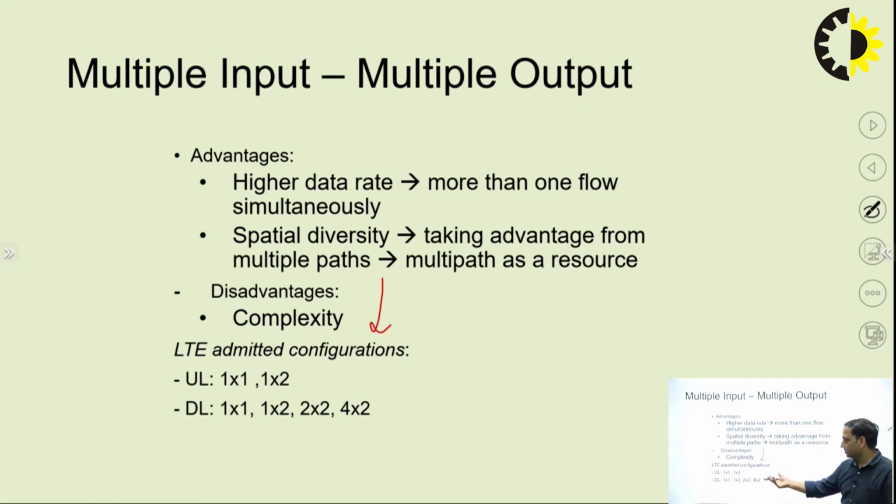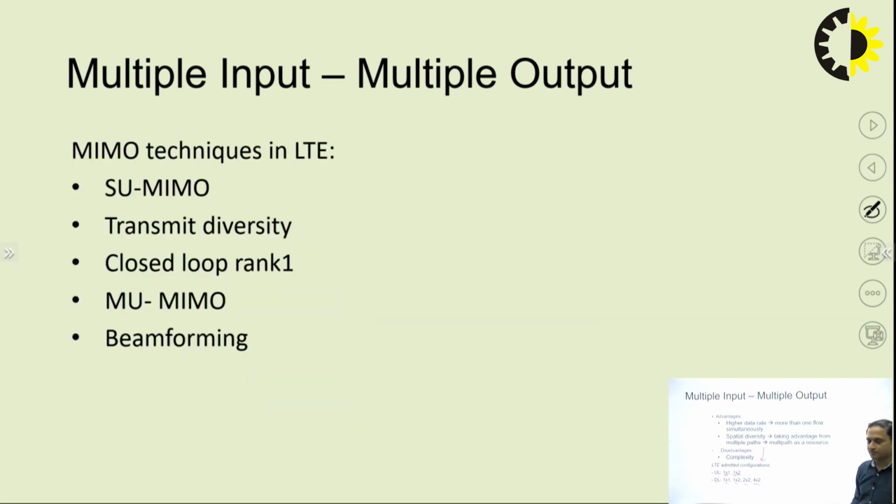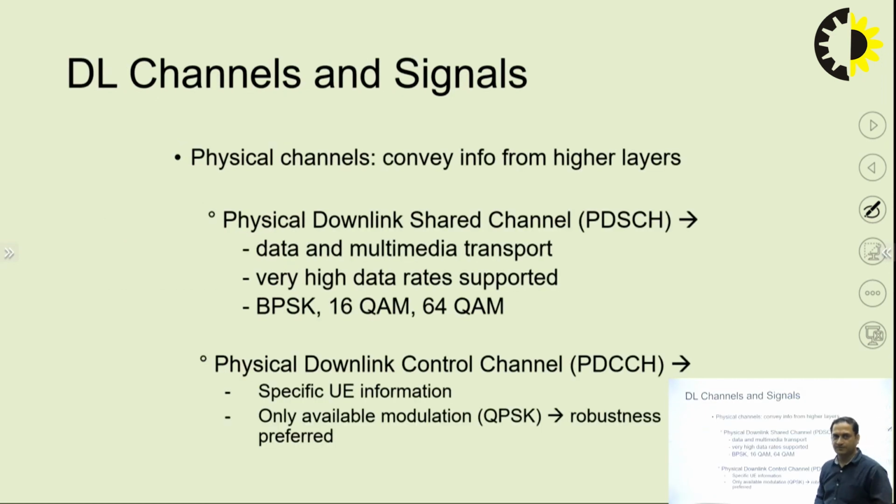So here is the configuration for the LTE system, with different interfaces. For the uplink, the MIMO system is 1x1 and 1x2, and for the downlink, 1x1, 1x2, 2x2, 4x2. So these are the different MIMO configurations expected in the LTE system. These are different techniques which are used in the LTE system: single user MIMO, transmit diversity, closed loop rank 1, multi-user MIMO, and beamforming.